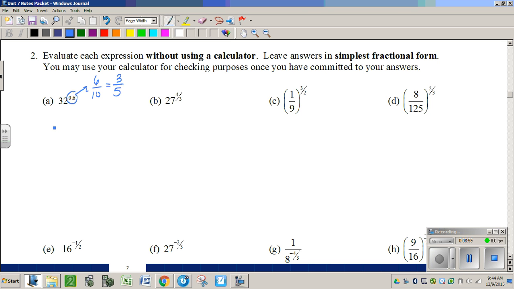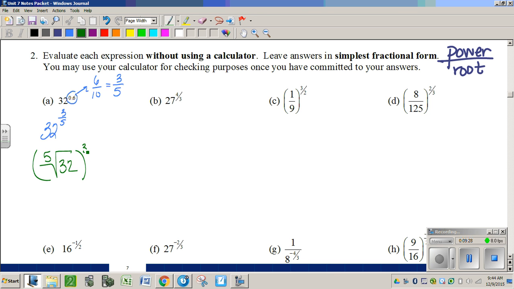Nice, 3/5. So I'm going to take 32 and I'm going to raise it to the 3/5. When we're working with fractional exponents, it is what over what? Good, power over root. So I am going to take the 5th root of 32 and I'm going to cube it when I get done. So the 5th root of 32, what multiplied by itself 5 times gives you 32? That would be 2, and then we're going to raise that to the 3rd power.